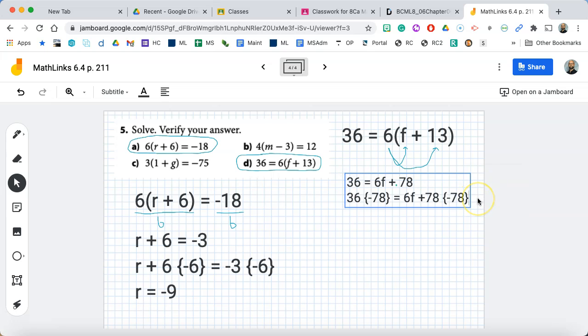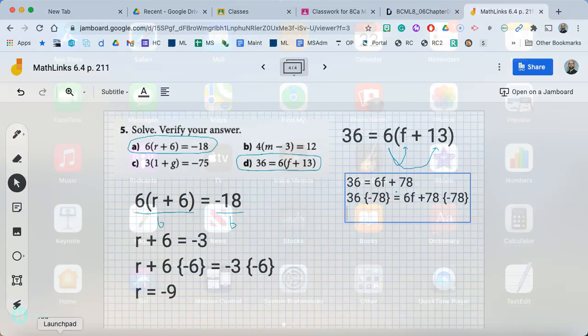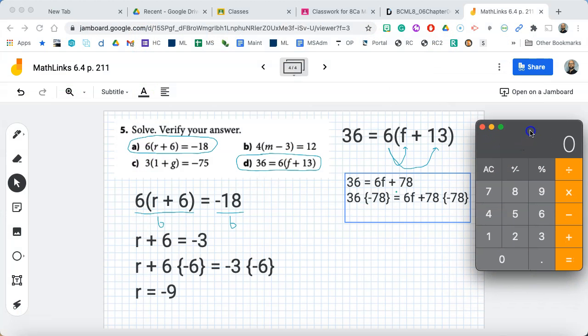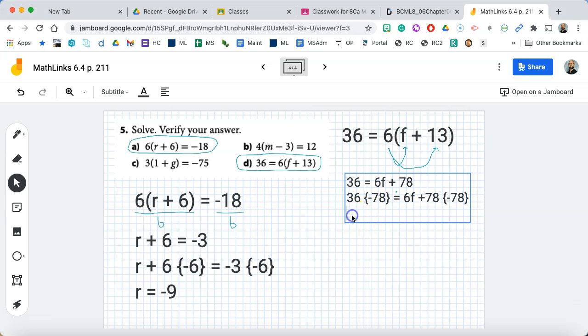All right. Now, 36 minus 78. That can be some tricky math. I could try that with some mental math, but I would rather not take any chances. So what I will do is 36 minus 78 equals -42 equals 6f. And suddenly this problem gets a lot easier.